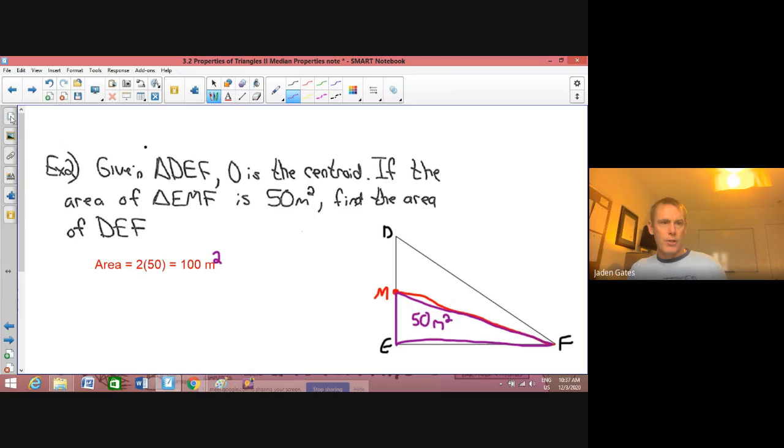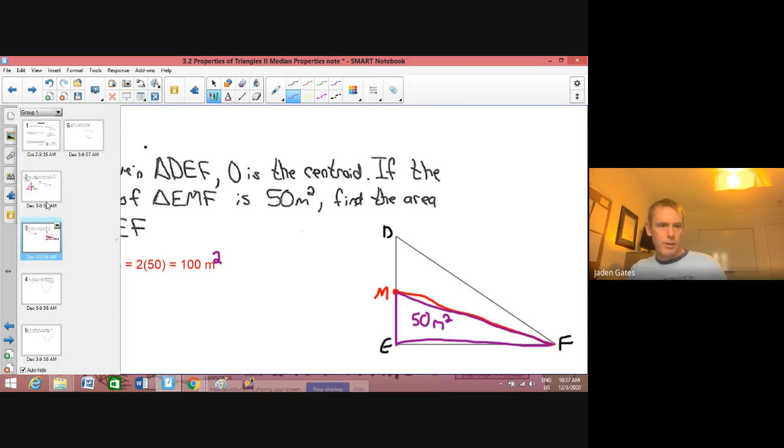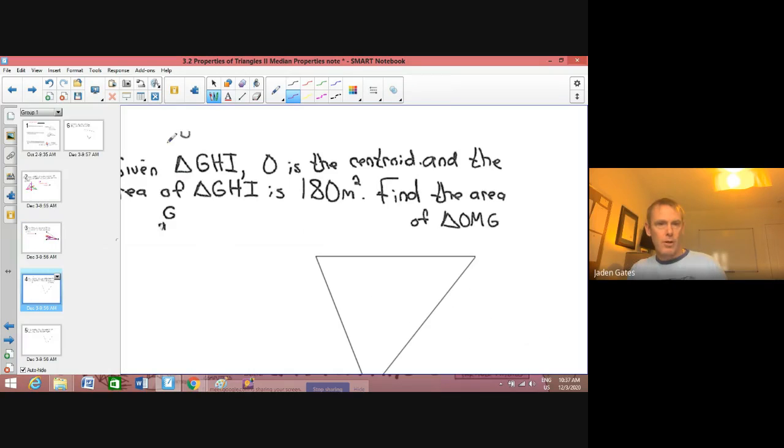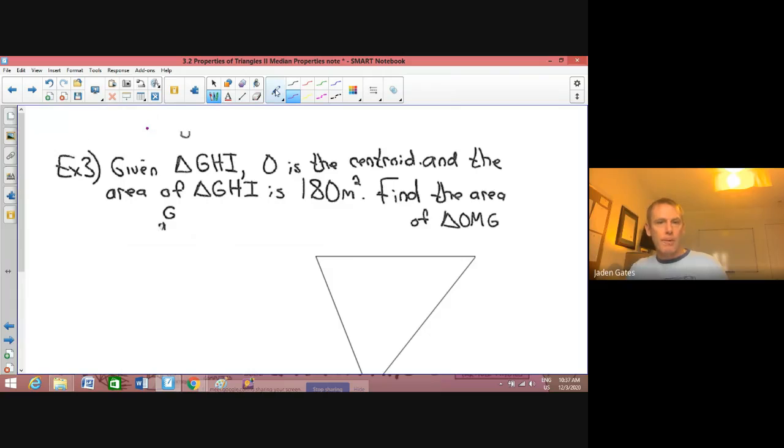All right, so let's try another one. Again, this is way easier to do on the smartboard. So again, I have a triangle here. GHI is where O is the centroid, and the area of GHI is 180. Find the area of OMG.